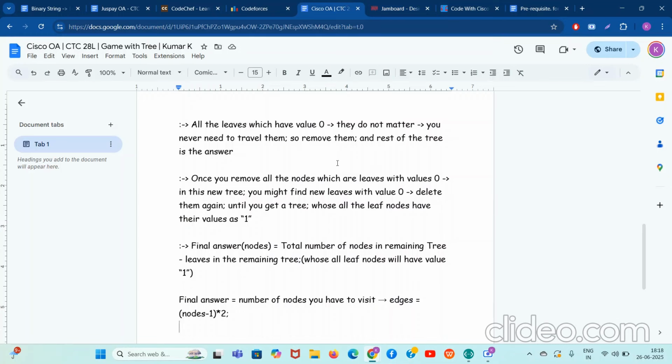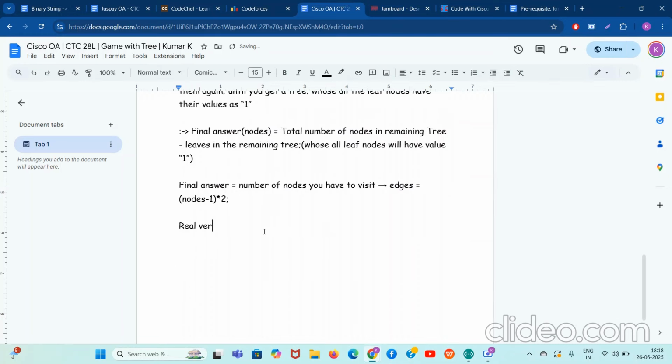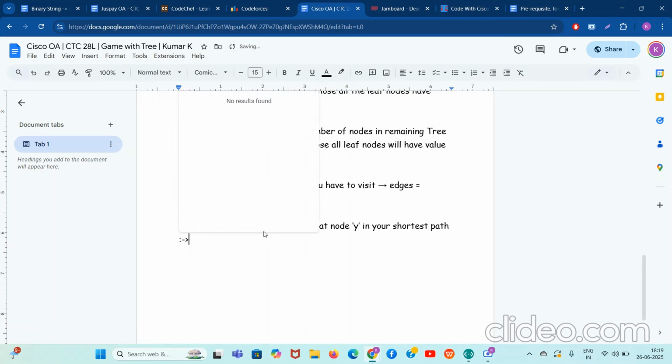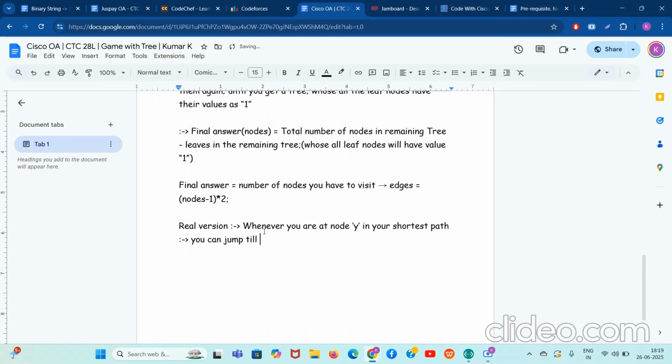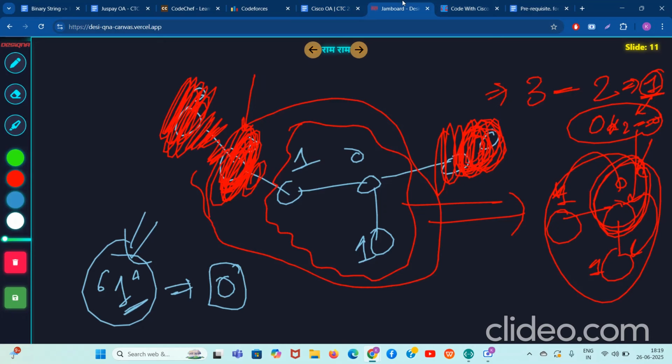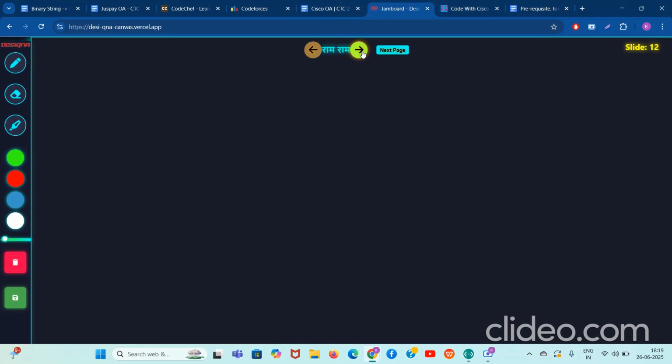So guys, you have solved the problem. Now this is a homework problem. What was the actual real version? It is not the hard version. The real version is, whenever you are at node Y in your shortest path, you can jump till a distance of 2. So guys, now what will you do? The solution will be the same old algorithm for pruning of tree.